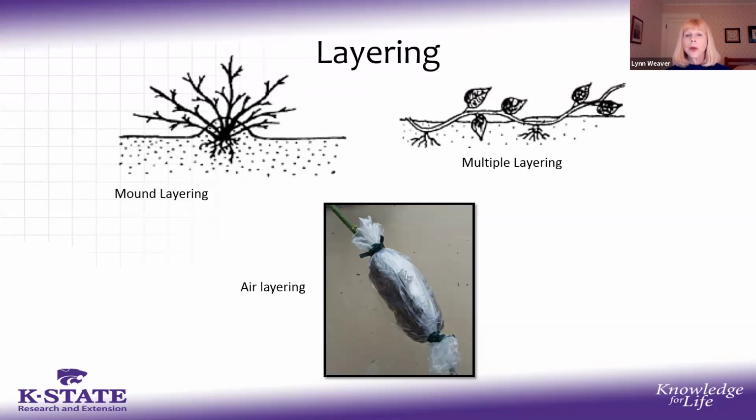Multiple layering, you've probably seen this in your yards with ground covers like vinca or sedum. Works well on ivies, philodendron, and pothos. The stem comes in contact with the soil, and where that happens, roots start to form, especially if you put just a little bit of soil over the stem.